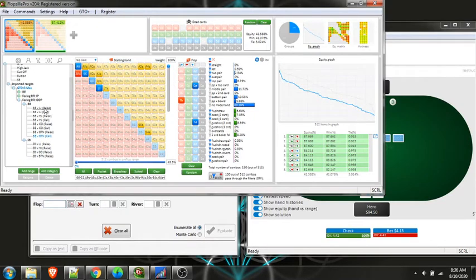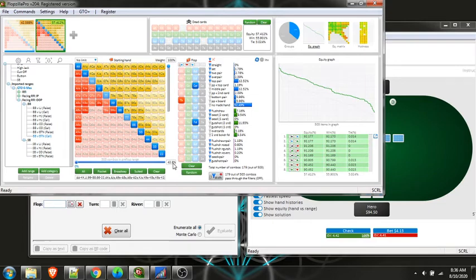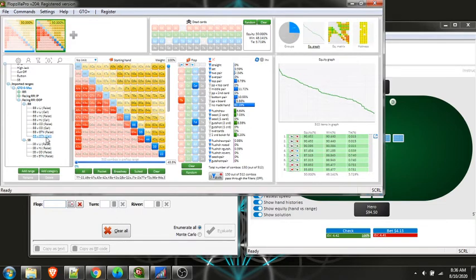This is from his book, all the different positions. So we're going to be faced with a button range of this, 42% of hands. And we're going to be calling in the big blind with 43% of hands. And obviously a far less of a range.